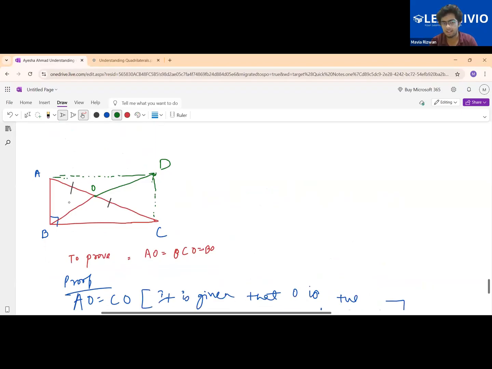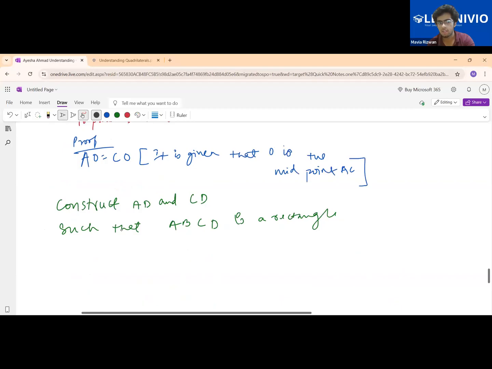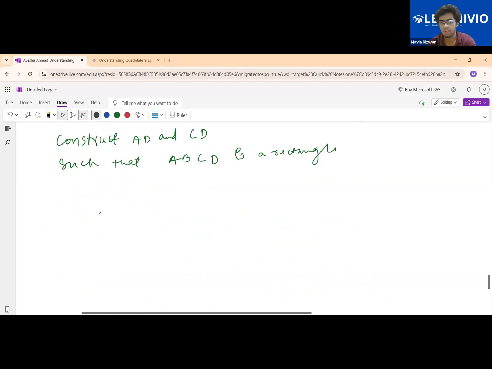Now, Aisha, in a rectangle, we know that diagonals are equal, right? So AC is equal to BD. AC is equal to BD. And the reason we write is: diagonals of a rectangle are equal.